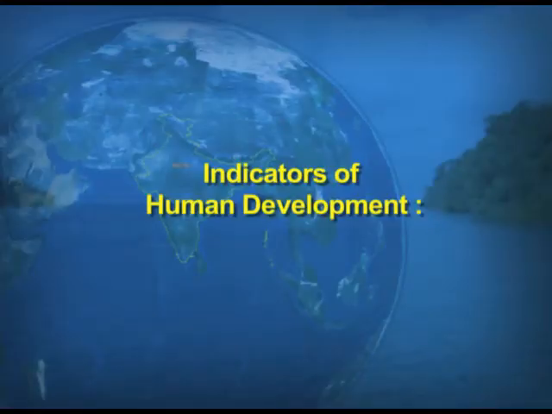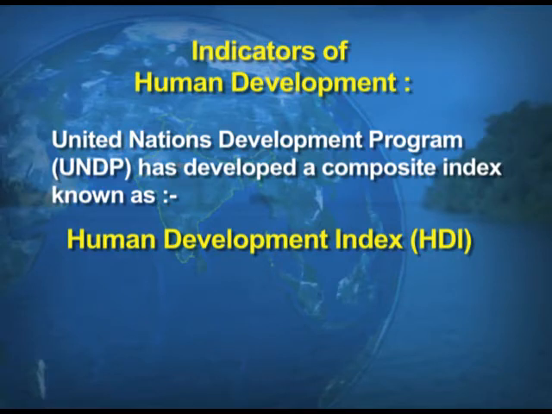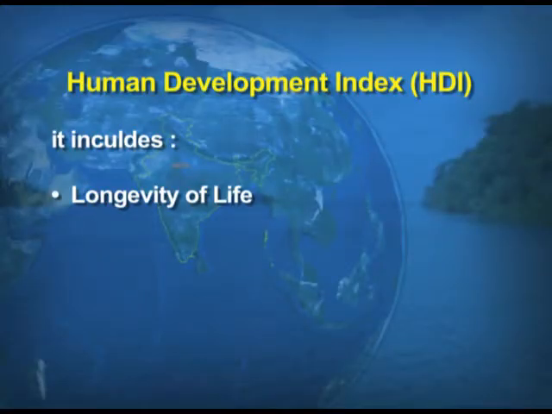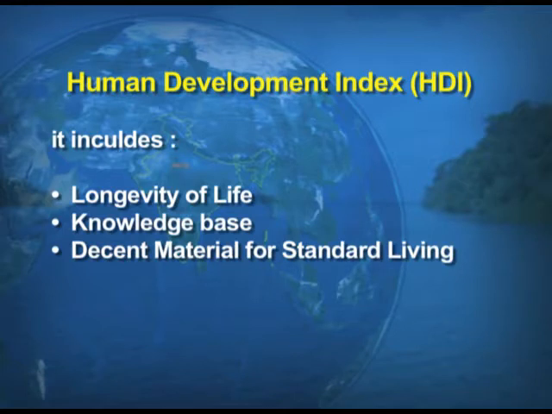Now, we talk about the indicators of human development. How can we say that a country or a state or a person is developed? UNDP, that is United Nations Development Programme, has developed a composite index which is known as HDI, which stands for Human Development Index. That index includes 3 things. 1, longevity of life. Number 2, knowledge base. Number 3, decent standard of living.